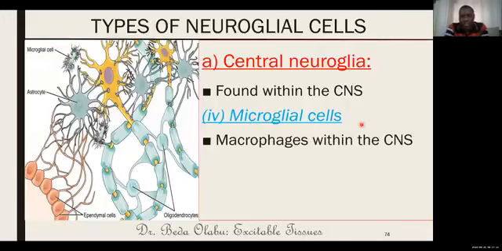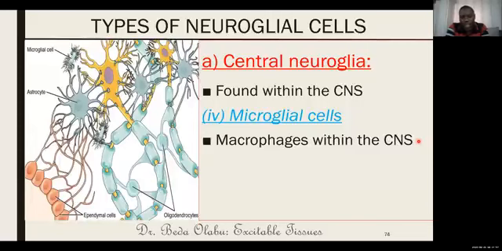Microglial cells are unique cells of the CNS. Basically they are macrophages within the central nervous system. And just like any other macrophages in the body, they therefore come from bone marrow. They are cells of bone marrow origin, except they'll invade the CNS and be there. So they are macrophages within the central nervous system.